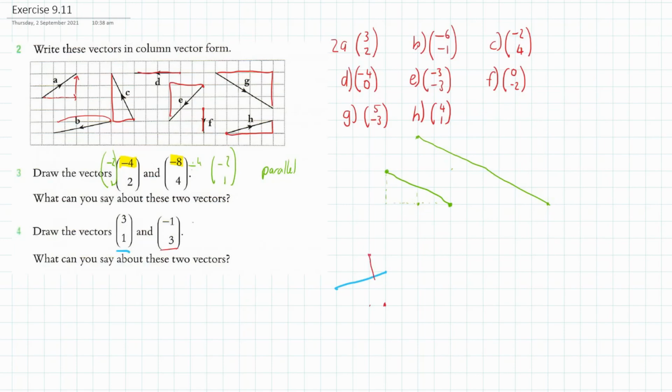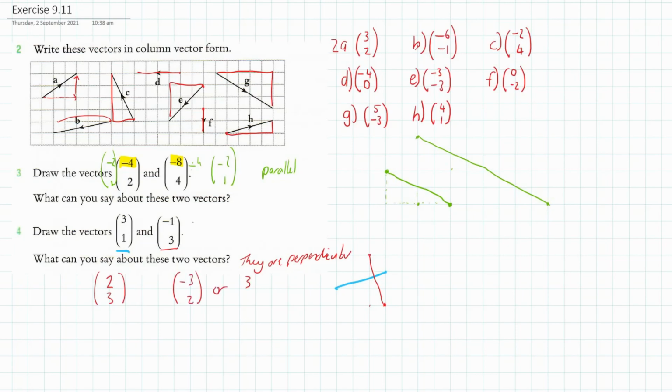Now if we draw those two, you'll notice that it's 90 degrees. They are perpendicular. And the way you can think about this is, remember when the gradients are negative reciprocals of each other, then you'll get perpendicular lines. Well, when column vectors are the negative reciprocal of each other, then you will also get perpendicular lines.